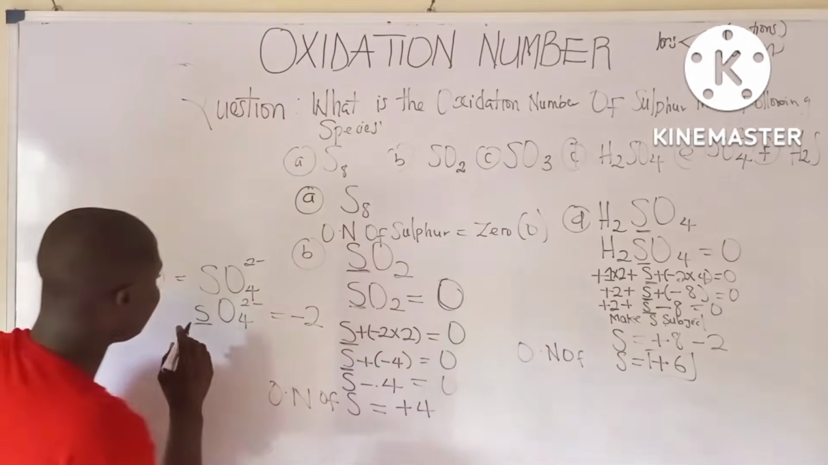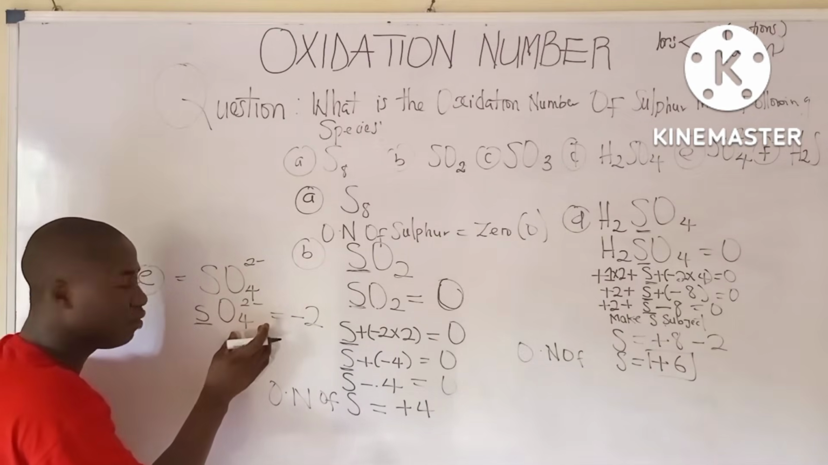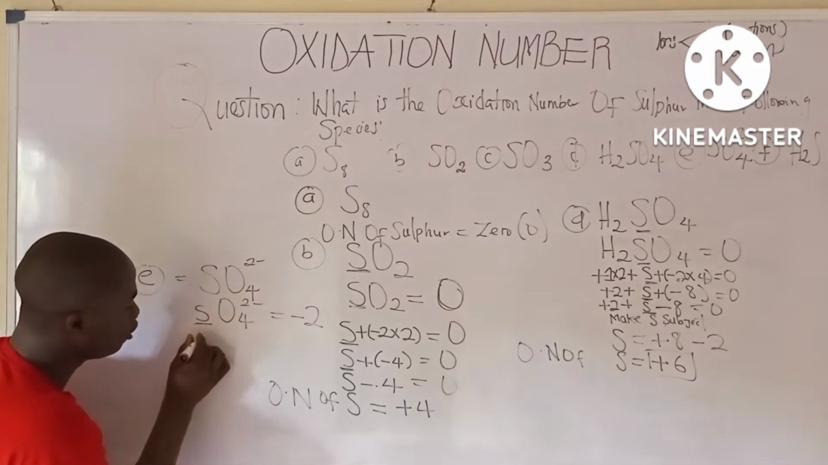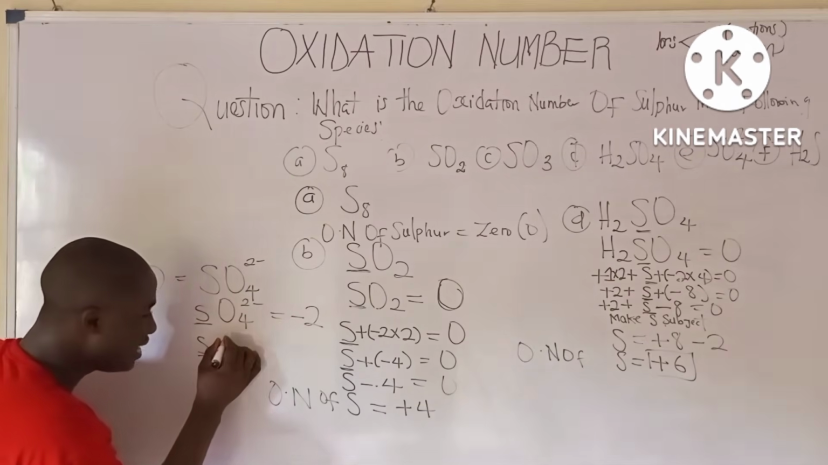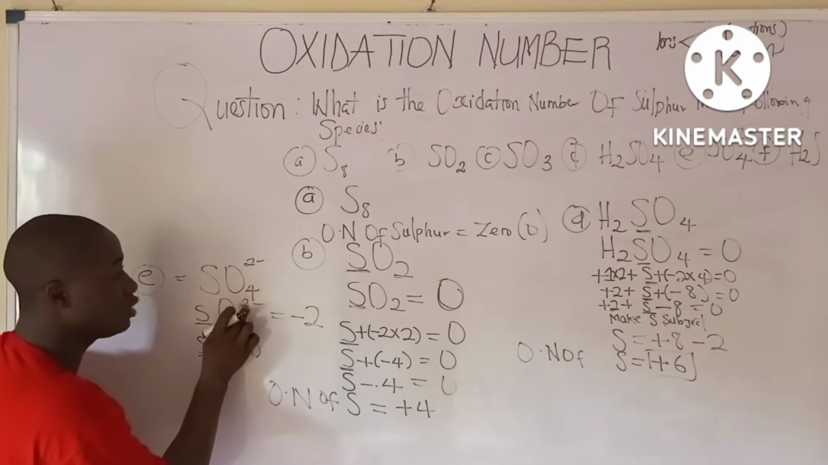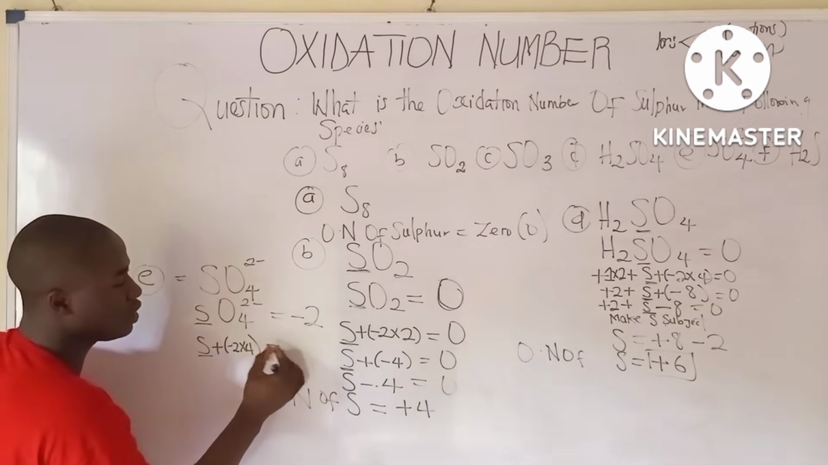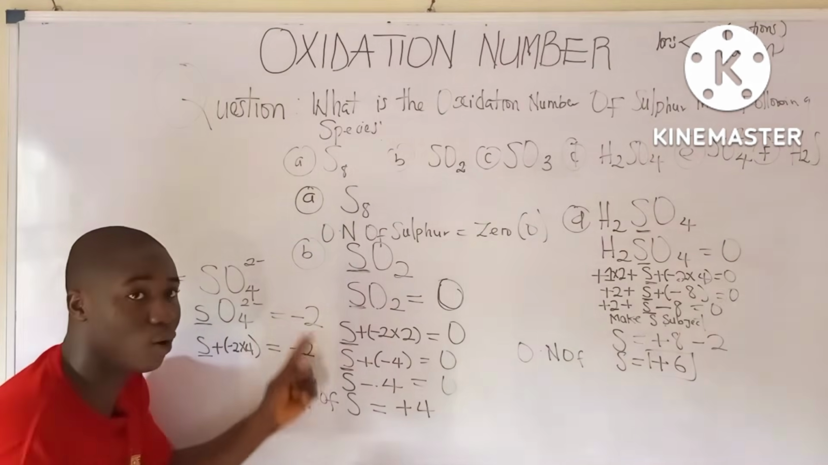Now the next step is to simply start inputting your oxidation number of the other element here, which is oxygen. So sulfur plus oxygen, whose oxidation number is -2. How many atoms? 4. That's times 4. Close the bracket. The 2 here will not affect it anymore. Is equal to -2, which is the overall oxidation number of the radical.